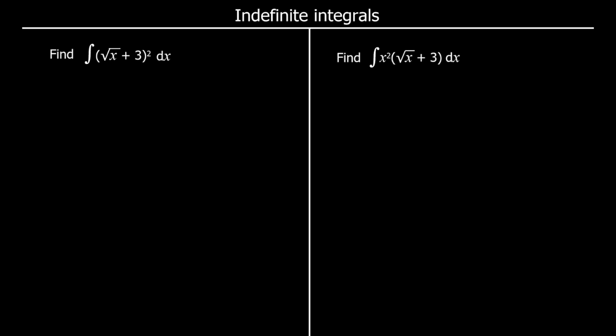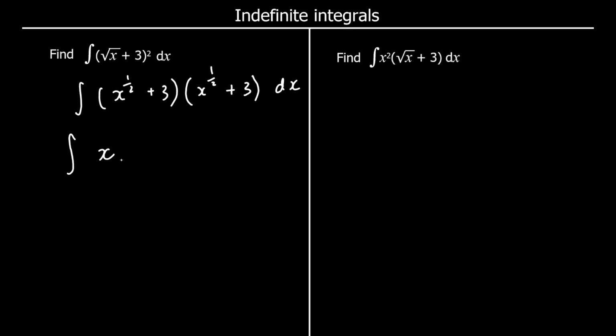Another one, this time we've got brackets. We're going to need to expand the brackets before we can integrate. So it's x to the power of a half plus 3 times x to the power of a half plus 3. So if I just expand the brackets, when I multiply indices, I add the powers. So a half and a half make a whole. And I've got 3x to the power of a half plus another 3x to the power of a half plus 9.